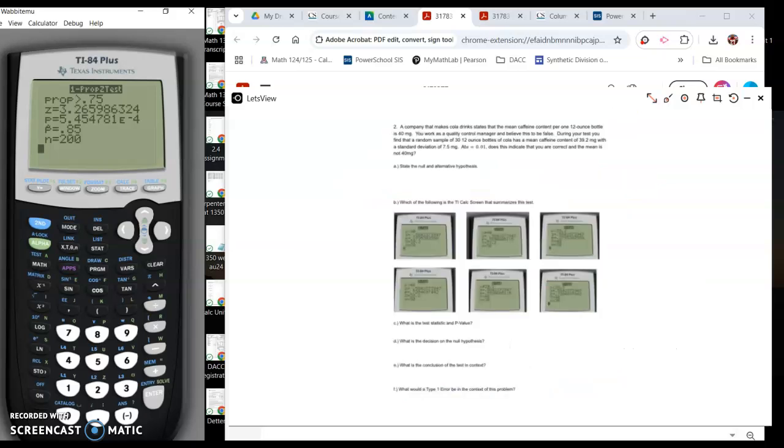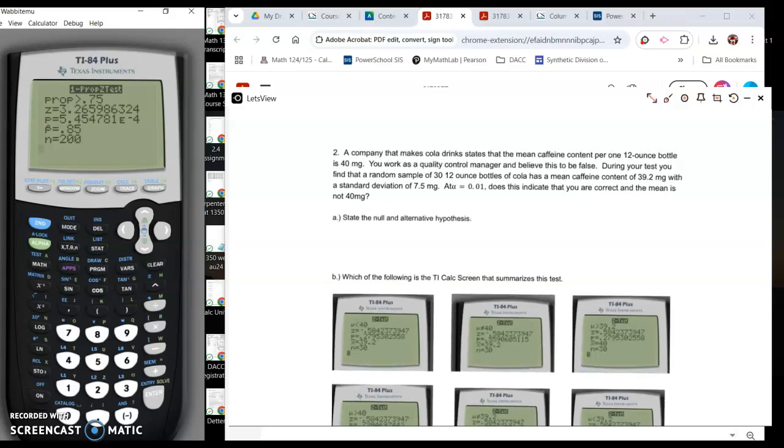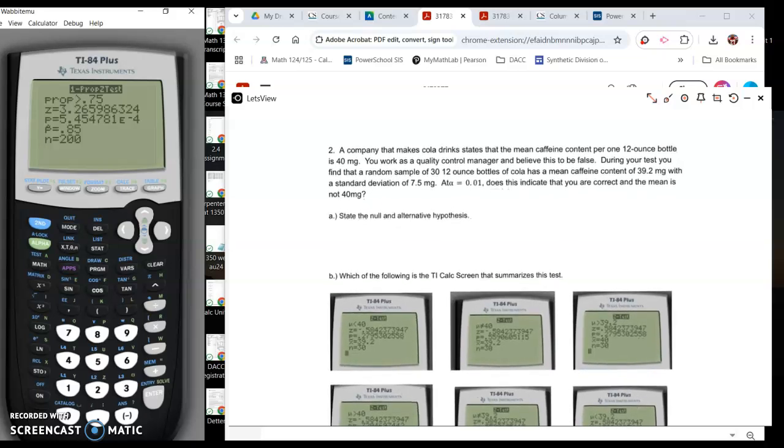Now the second problem I have here, similar stuff. I kind of made it a little different where it's a problem that has calculator screens to pick. This is a pretty common way to see problems on the final, so a good one to practice. So a company makes a cola drink, states the mean. So that's a pretty big clue. This is a problem about a mean. Mean caffeine content per 12-ounce bottle is 40 milligrams. We believe this to be false.